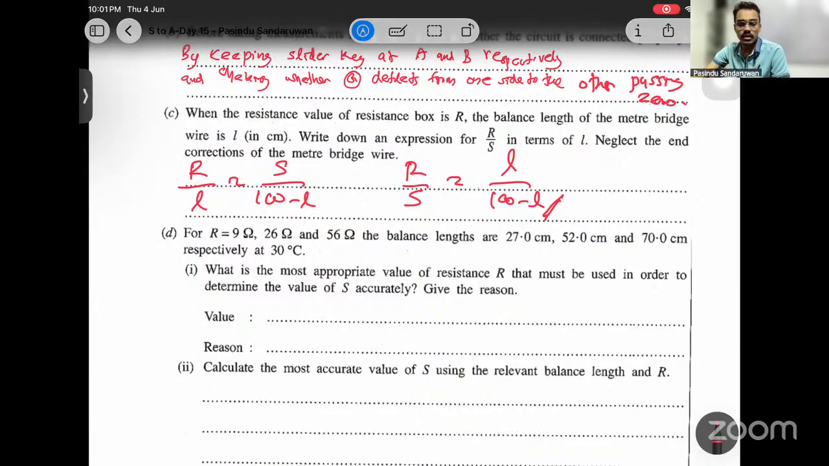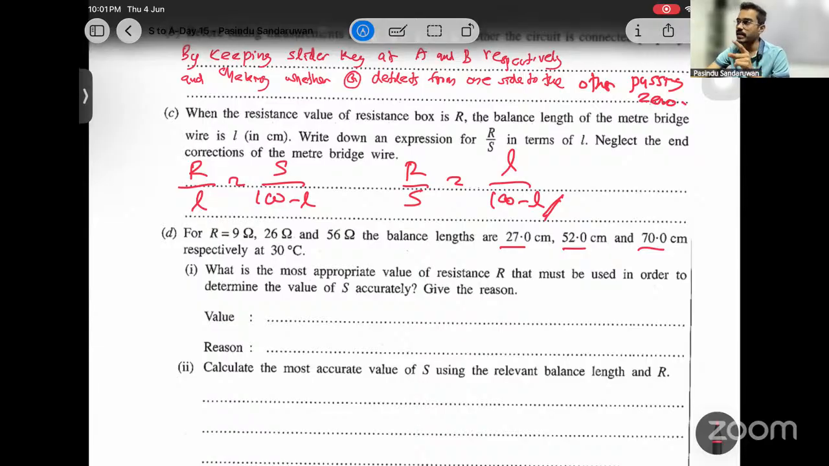Now, the logic here is you have to check this with the balance length. The balance lengths are 27, 52, and 70. When the balance length is closer to the middle point, the percentage error we make on both sides is minimum. So we always choose the balance point closer to the middle point, to minimize percentage errors.